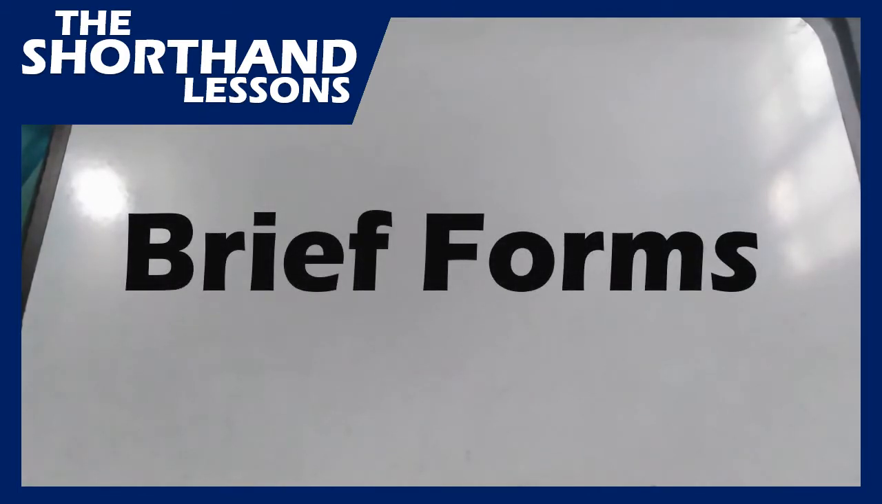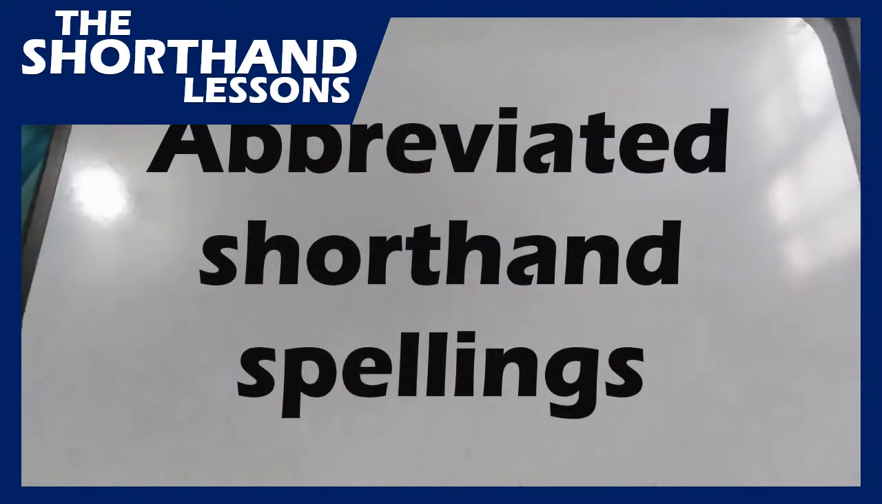We're going to discuss the 9 abbreviated words called brief forms. Some of the most common words have abbreviated shorthand spellings called brief forms. The 9 brief forms in this lesson are all written with a single shorthand symbol. Since these words occur often in our language, their brief forms are a major source of writing speed. They must be learned for instant recall and are highlighted in the practice material.